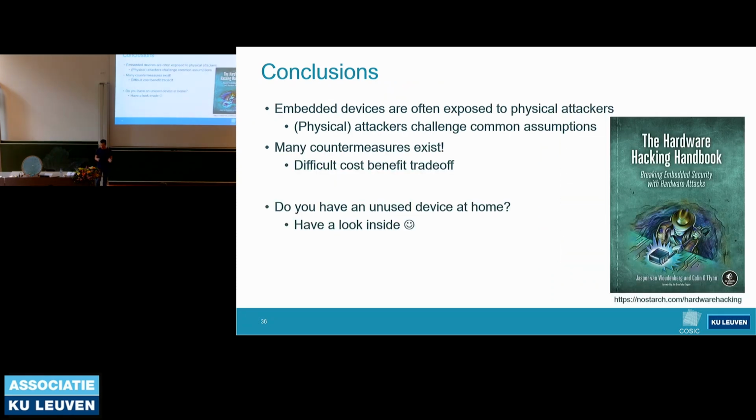So with that, I want to end this part of the talk, and then we'll move on to the case study. So I want you to remember that an embedded device is always exposed to physical attackers one way or another. These physical attackers can have a lot of time and capabilities to try and attack the device. And if you design a device, you have to take this into account and think of what might happen if someone gets into your device. Now, I hope I convinced someone to go to their attic at home, pick up a device, open it up, and look on the inside. And if you do this and you get stuck, then I recommend you read this book, The Hardware Hacking Handbook, by Jasper van Woudenberg and Colin O'Flynn, as it really explains a lot of these different techniques in more detail.